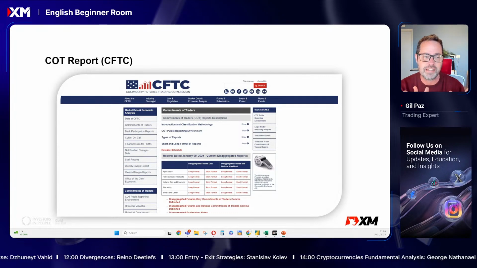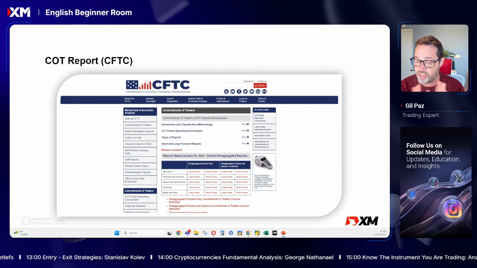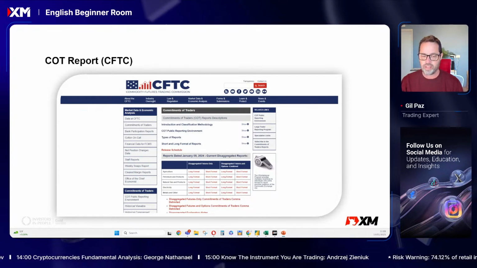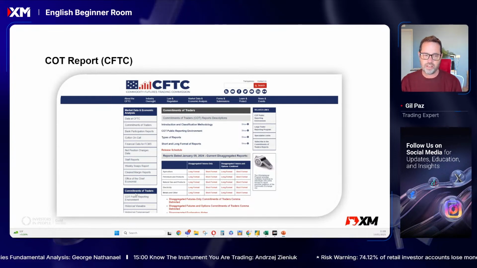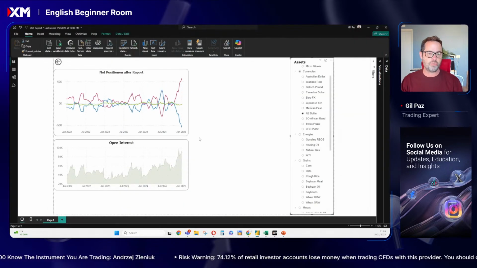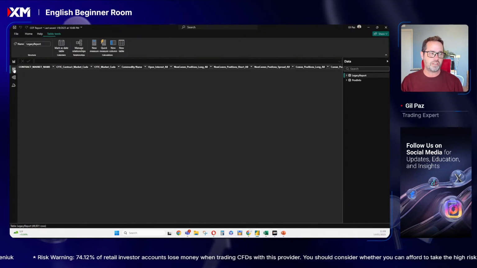But this is a website. It's accessible by everybody. It's free. And there are the reports. You can download them. How do the reports look? I will show you what I do with them afterwards. But if you download the report, it looks like this.